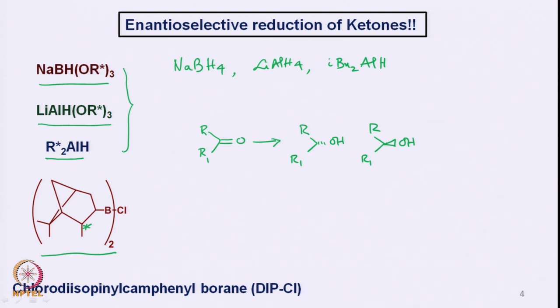Of course, DIBAL, which is modified by a chiral ligand, would not behave as a nucleophile to start with, but once it has coordination with the oxygen of the ketone, then of course it behaves like a nucleophile. But in all these cases, the enantiomeric purity, or the extent of asymmetric induction, depends upon various factors, including the chirality of the R ligand.